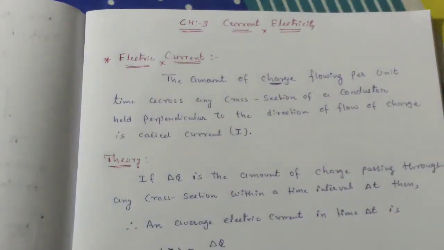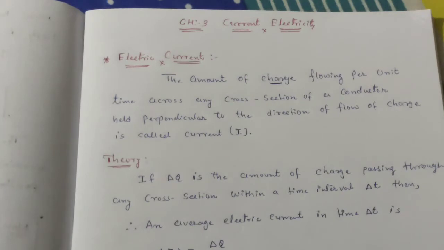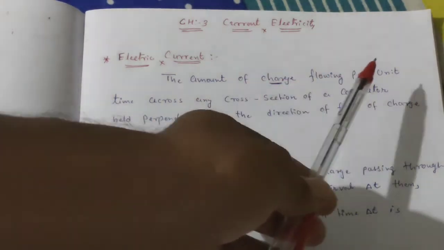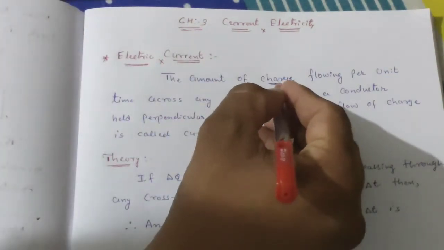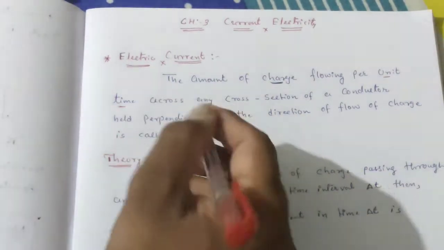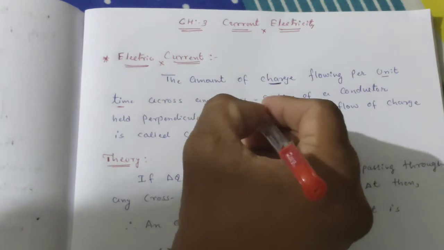So we have a simple definition: amount of charge flowing per unit time. Okay, here charges are in motion. The amount of charge flowing per unit time. Unit time means we can consider 1 second across any cross section of conductor.